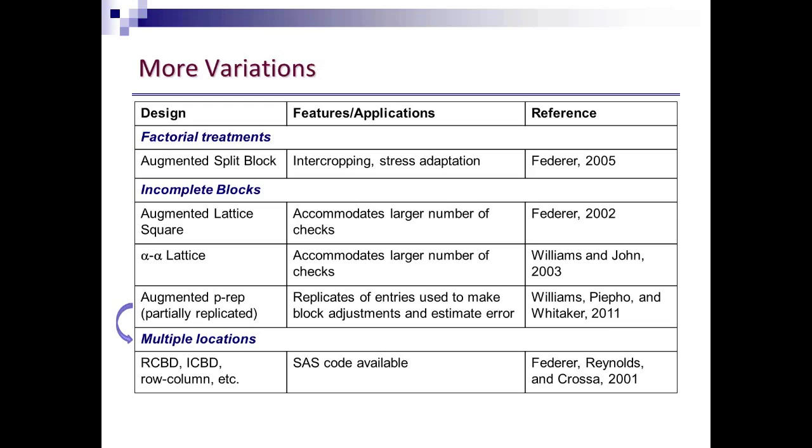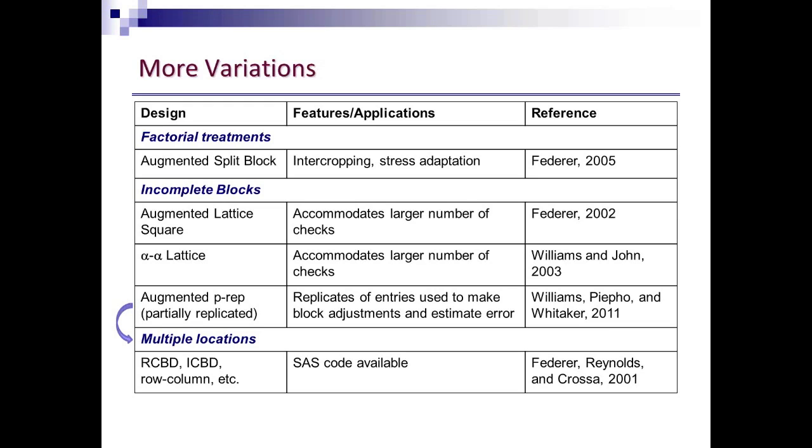Other possibilities would include an augmented split block. Say, for example, you wanted to test not only new entries, but also look at adaptation to different stresses. You wanted to have a well-watered and a drought-stressed treatment. You could combine those in factorial combinations of treatments that could be analyzed with the augmented split block. If you had a large number of checks you wanted to include in the experiment, you could use an augmented lattice square or an alpha lattice, and references are provided there.